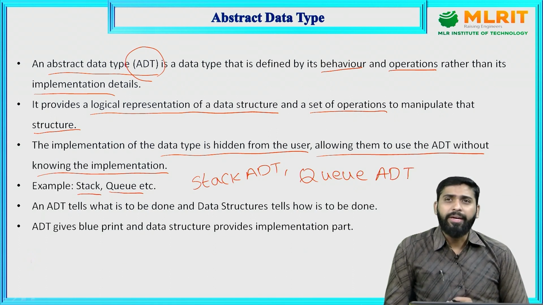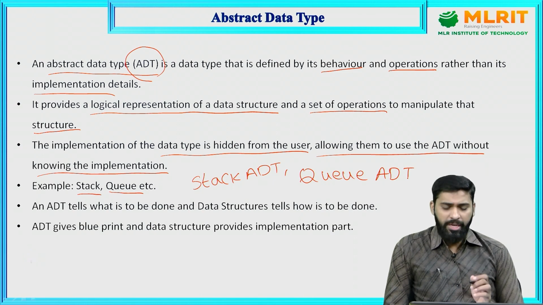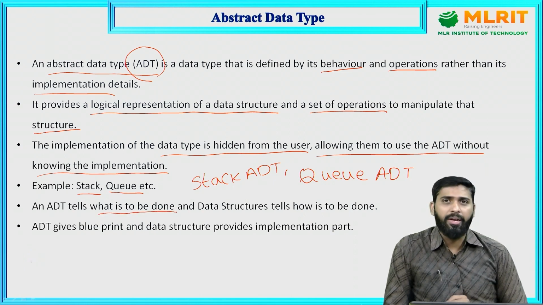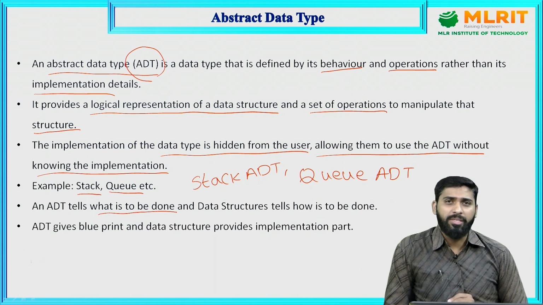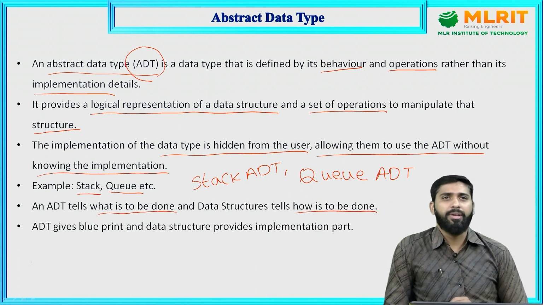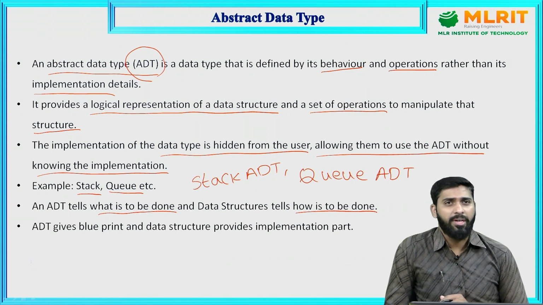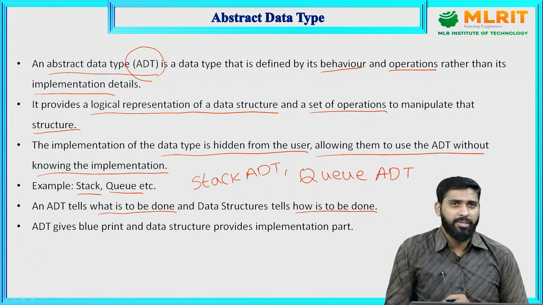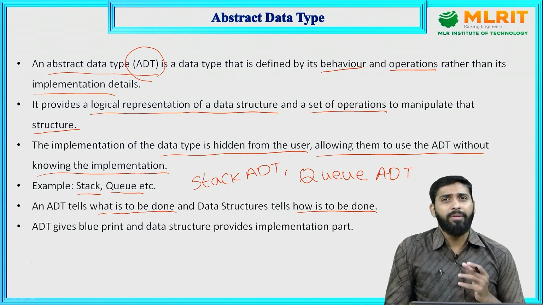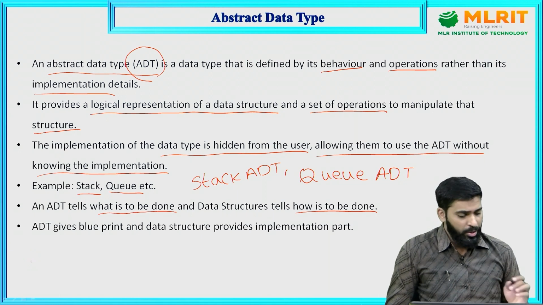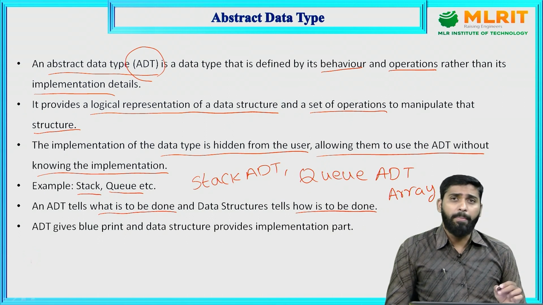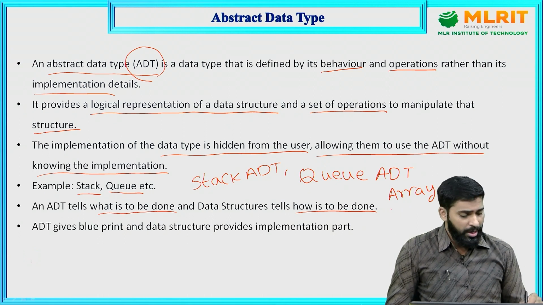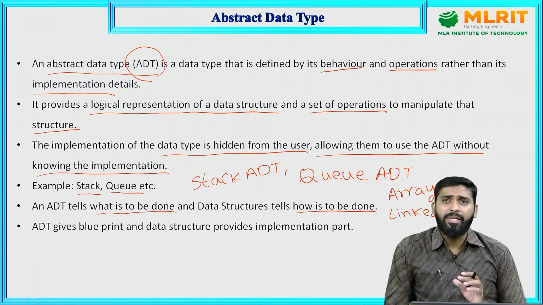And ADT tells what is to be done, and data structures tell how it is to be done. For example, in future classes we are going to learn about stack data structure and queue data structure. Now we are going to implement this stack ADT using an array, or we are going to implement the same stack using a linked list. Now the ADT tells what is to be done.